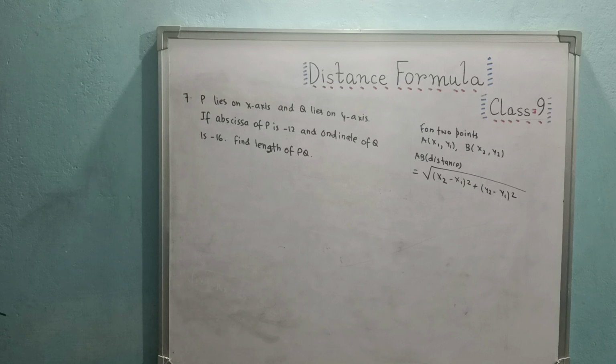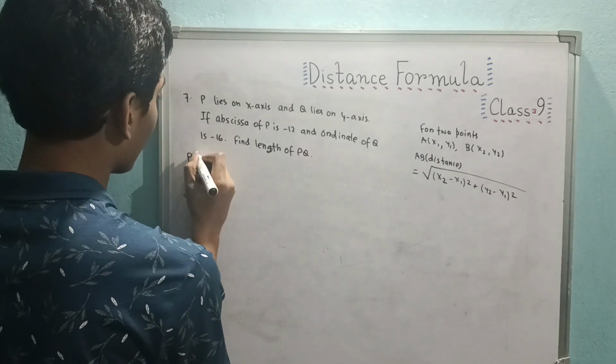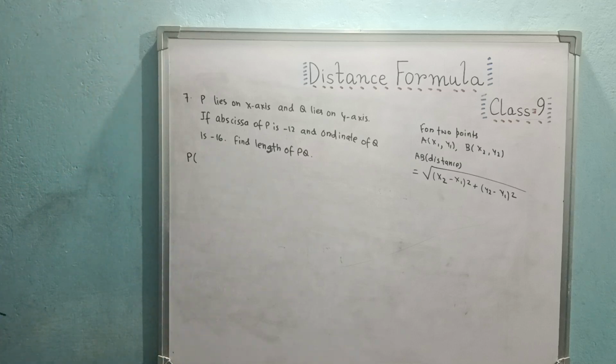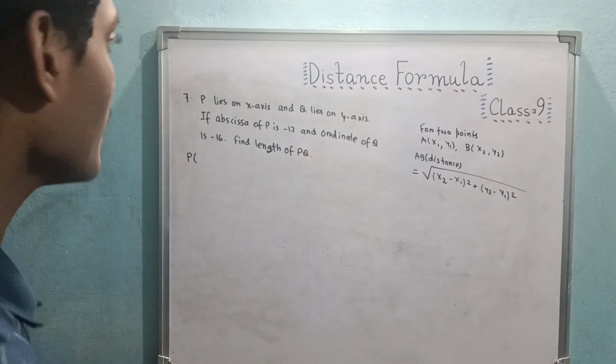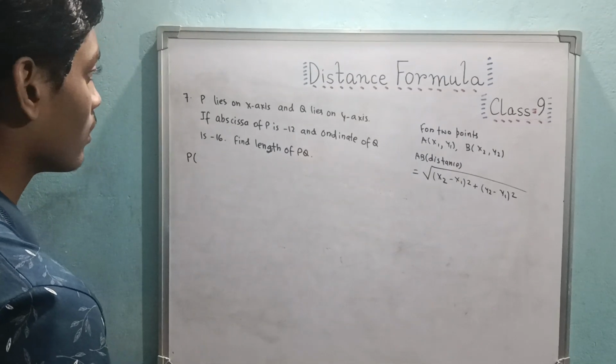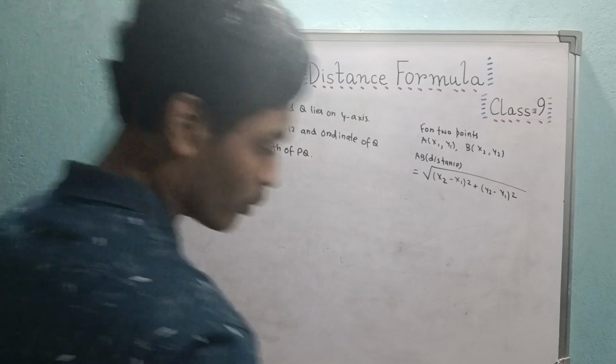First of all, first step. So P, it is lying on x-axis. So y-axis is missing, right? That means ordinate of P it is missing. So P lies on x-axis. I think it's written. Wait a second, guys.